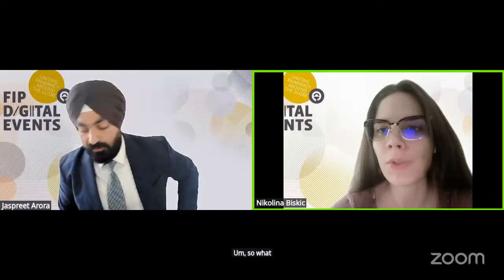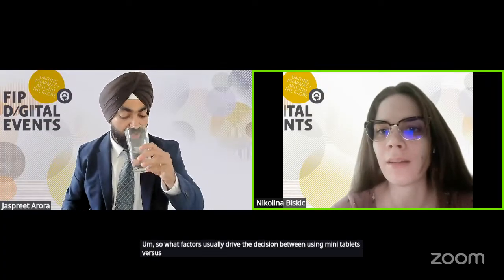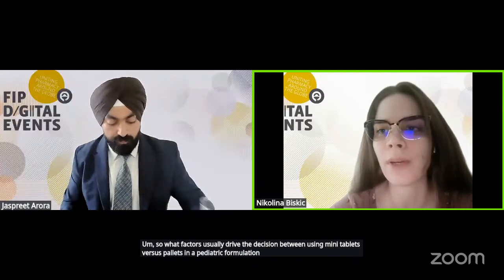So what factors usually drive the decision between using mini tablets versus pellets in a pediatric formulation? Is it more about manufacturing feasibility or patient acceptability? So that's a good question. I think you have to think of all these things. You have to think of manufacturability.